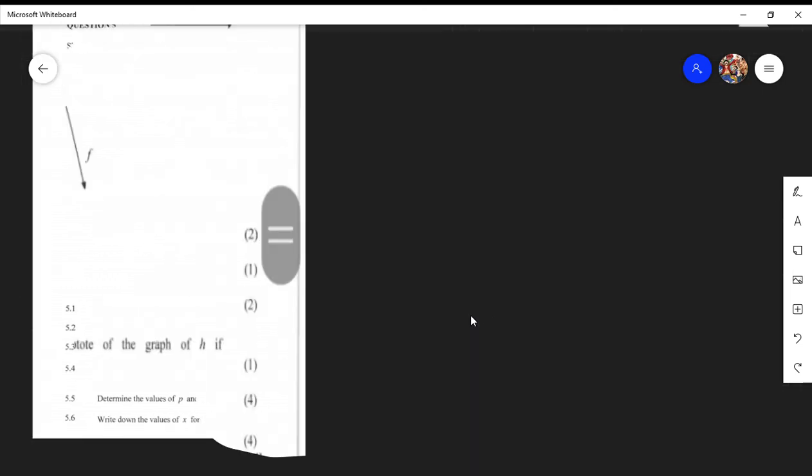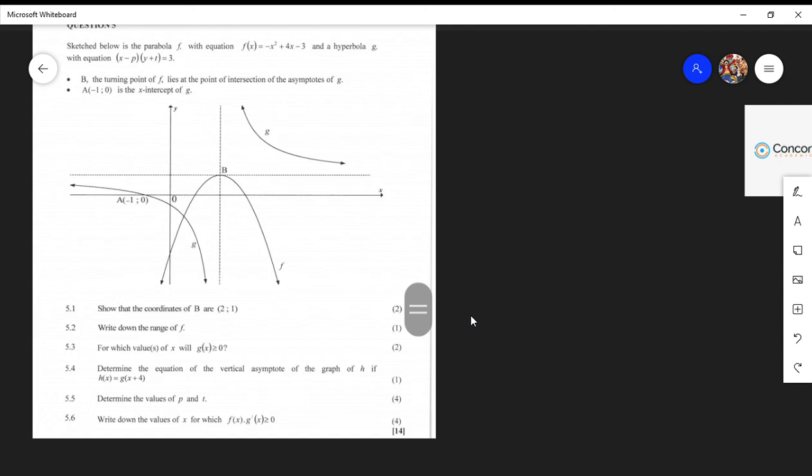So the last question: write down the values of x for which f times g is greater than or equal to 0. So now in this question they want us to find the values of x for which, when we multiply our quadratic graph times our hyperbolic graph, it must give us a positive value, because remember, greater than or equal to 0 is a positive value.